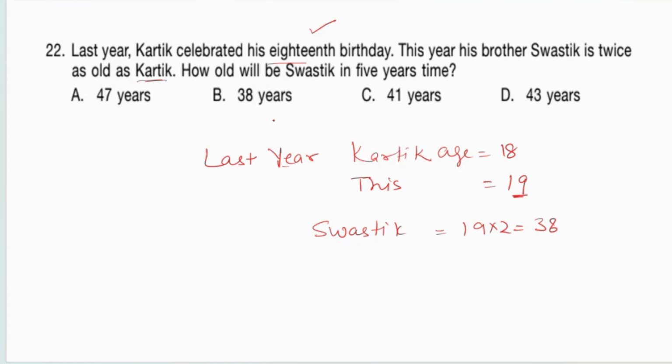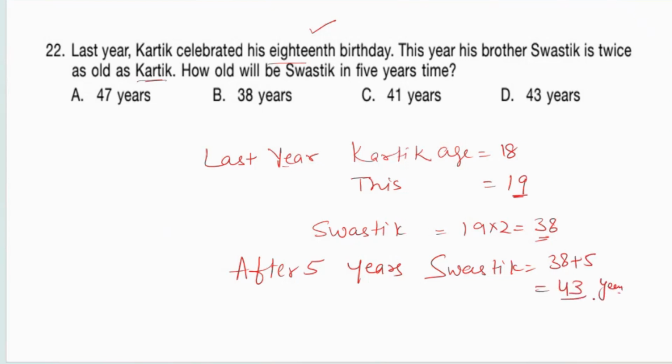After 5 years, it will be more, right? So I have to add it. So after 5 years, I will add 5 to it. Swastik's age will be 38 plus 5, that will be 43 years. Okay, so 43 years will be my answer. If they ask you 5 years ago, I will subtract it. After 5 years, I have to add it.